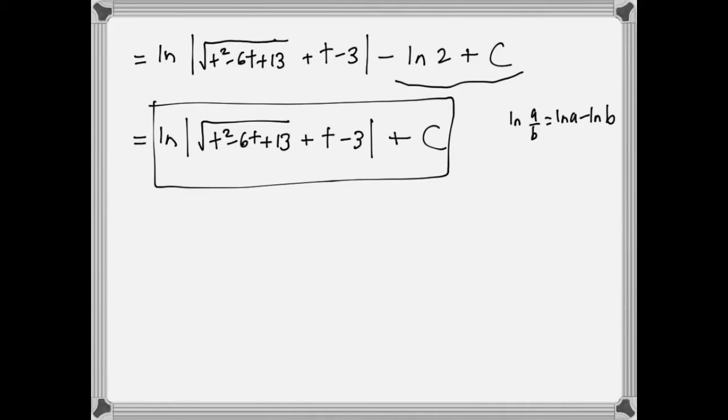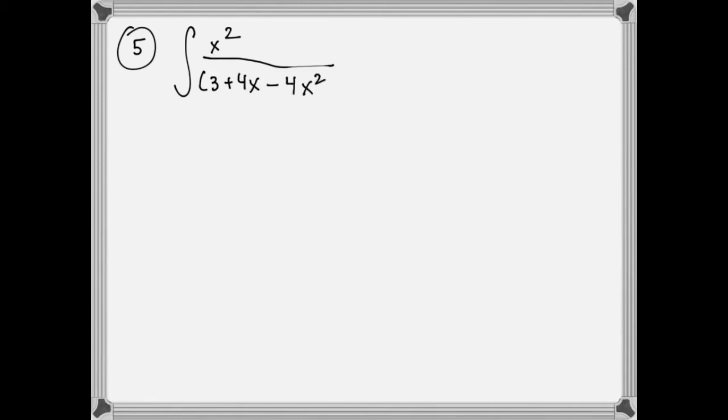Okay, that was definitely a tricky problem. So I want to go on to our next problem. This is number 5. We're going to do the integral of x squared over (3 plus 4x minus 4x squared) to the power of 3 halves. This is going to be a very tricky problem.